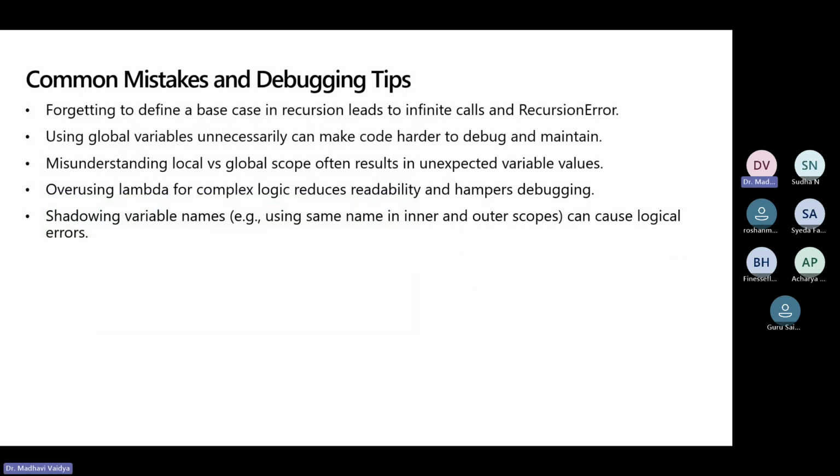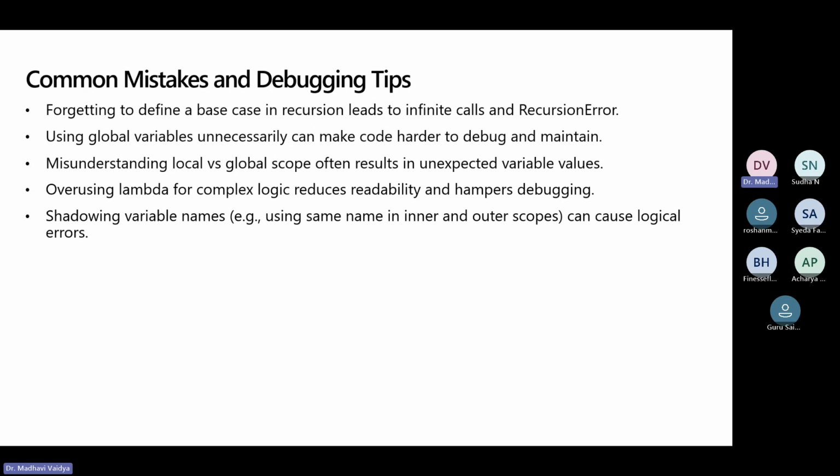So common mistakes and common debugging tips. Forgetting to define a base case in recursion leads to infinite calls and a recursion error. Using global variables unnecessarily can make code harder to debug and maintain. Yeah, I told you, misunderstanding local versus global often results in unexpected variable values. It is something like push and pull. There are many people who get confused between push and pull. When there is a door in front of you and push and pull are written in the same manner, this happens with local and global. So you have to understand what is the local and what is the global.